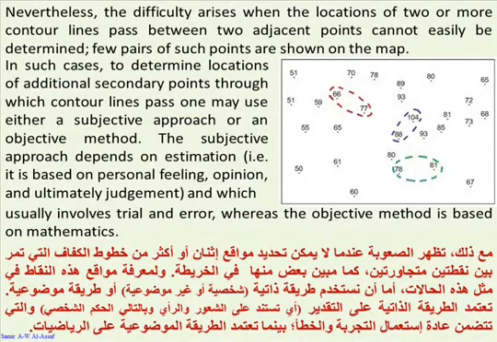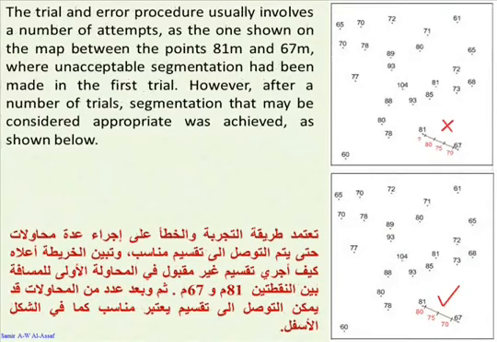The subjective approach depends on estimation, that is to say, it is based on personal feeling, opinion, and ultimately judgment, and usually involves trial and error, whereas the objective method is based on mathematics. The trial and error procedure usually involves a number of attempts, as the one shown on the map between the points 81 meters and 67 meters, where unacceptable segmentation has been made in the first trial. However, after a number of trials, segmentation that may be considered appropriate was achieved, as shown below.